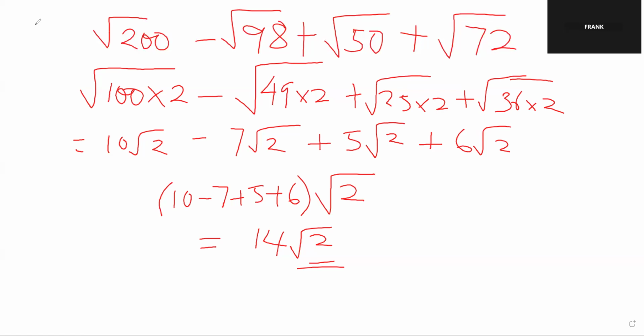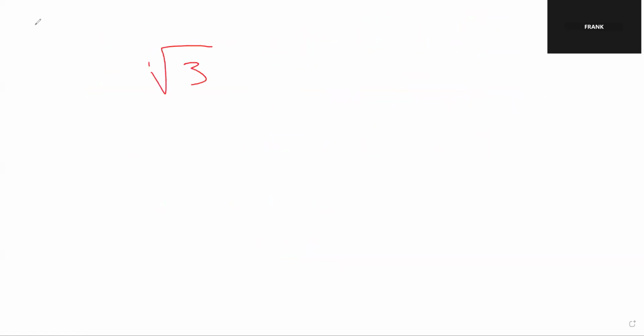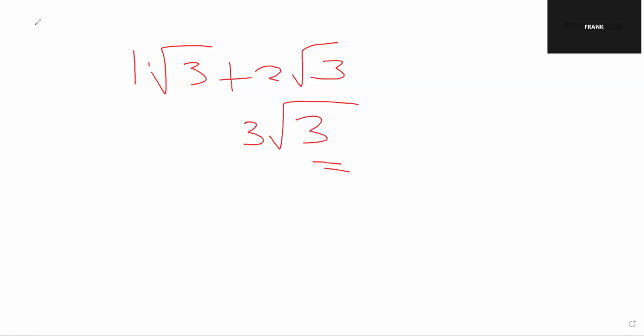You add the numbers multiplying the sets. Then you repeat one of the sets since they are the same. So if you have root 3 plus 2 root 3, these are like sets. The number multiplying this is 1, plus 2 is 3. Then repeat the set with 3.